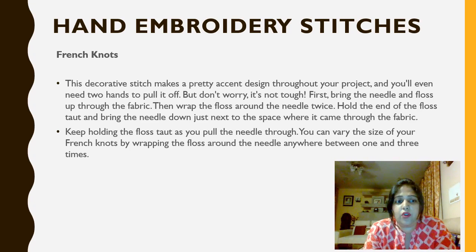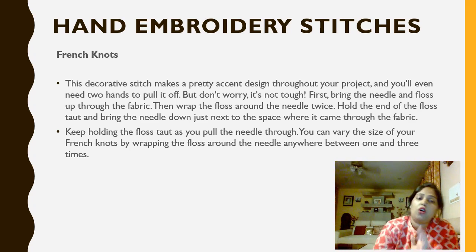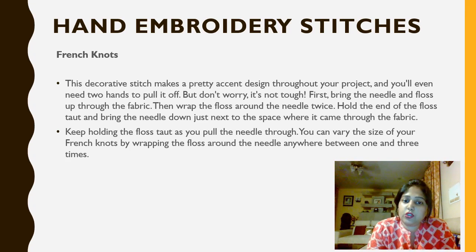First, bring the needle and floss up through the fabric, then wrap the floss around the needle twice. Hold the end of the floss and bring the needle down just next to the space where it came through the fabric. Keep holding the floss tightly as you pull the needle through. You can vary the size of your French knot by wrapping the floss around the needle anywhere between 1 to 3 times, or maybe more if you need a bigger knot.